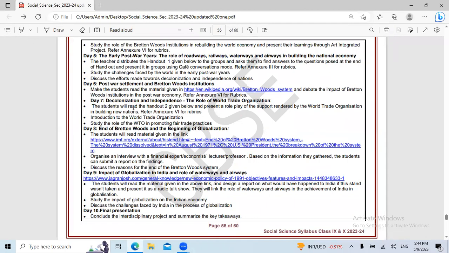Next, day 7, decolonization and independence, the role of the World Trade Organization. The students will read handout 2 given below and present a role play of the support rendered by the World Trade Organization in building new nations. Refer to annexure 6 for rubrics. Introduction to the World Trade Organization. Study the role of WTO in promoting fair trade practices.